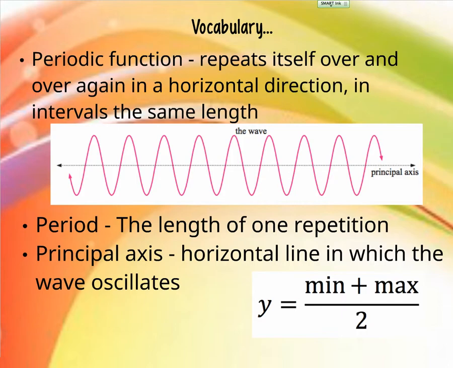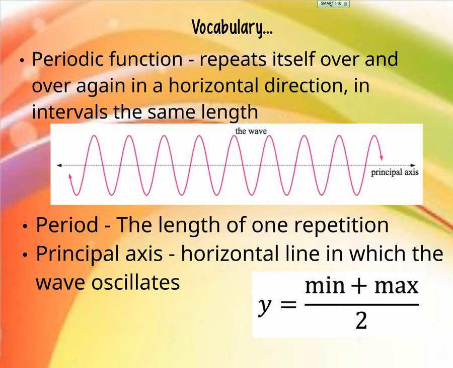Another really important phrase is principal axis. So principal axis is the horizontal line in which the wave oscillates. You can see it's labeled on this picture here, but it's the line that's in the very middle. It's exactly the middle between the very top and the very bottom, and we'll get proper terminology for that, which I'm sure you guys already know as well.